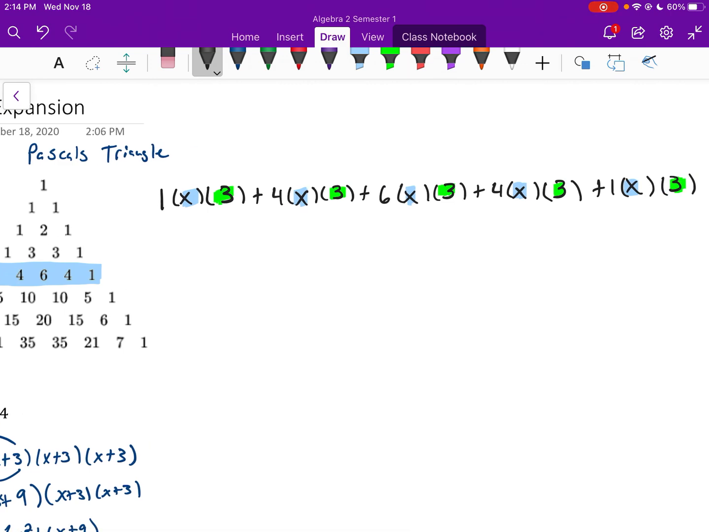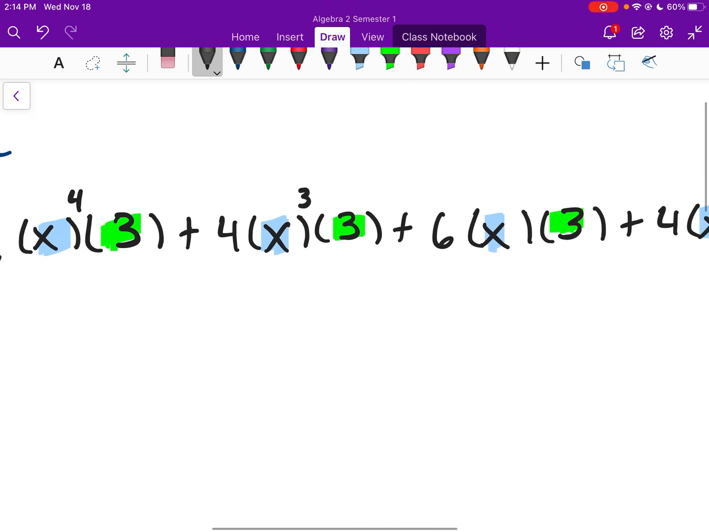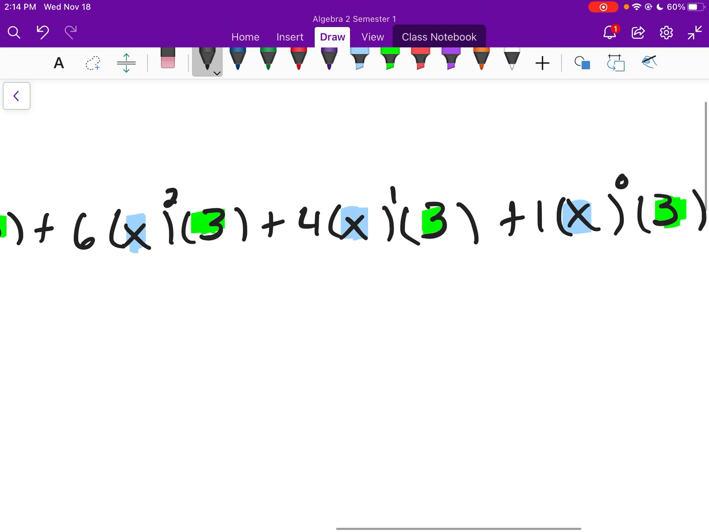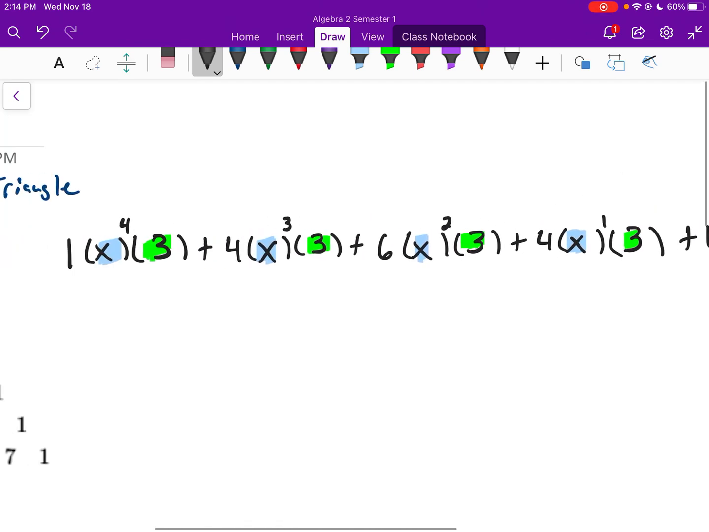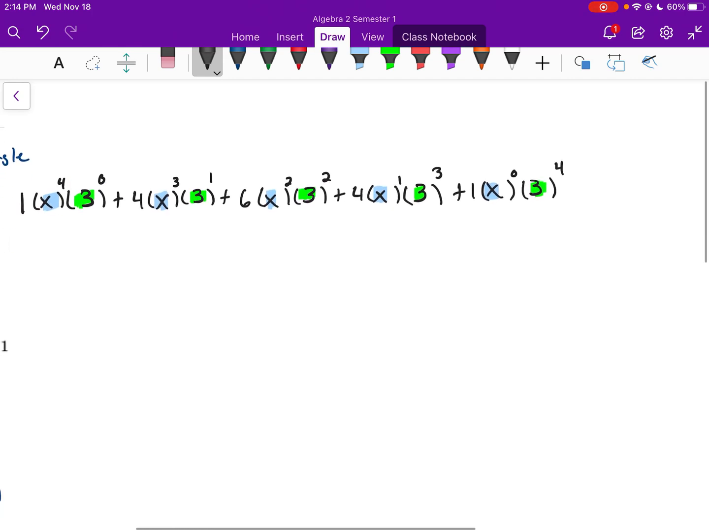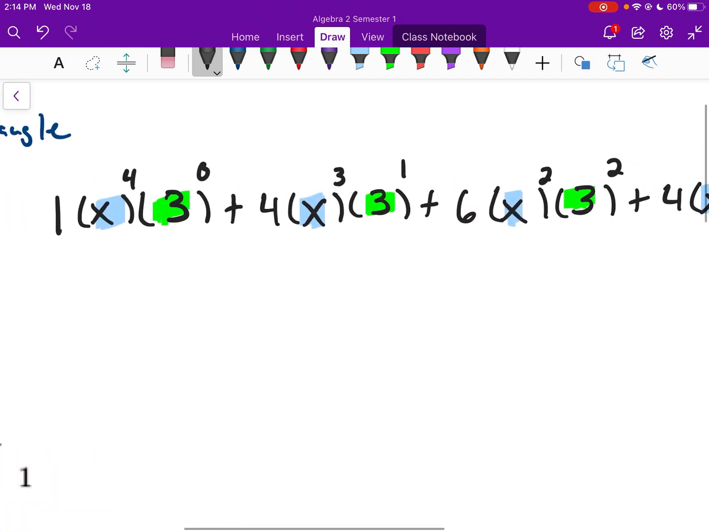Then from there, we start with the x's, and we're taking it to the 4th power, so the x is to the 4th, and then we go in descending order, 3, 2, 1, and 0. And then the other way, you start with 0 and go in ascending order, so 0, 1, 2, 3, 4. And then from there, it's a matter of simplifying all of those.